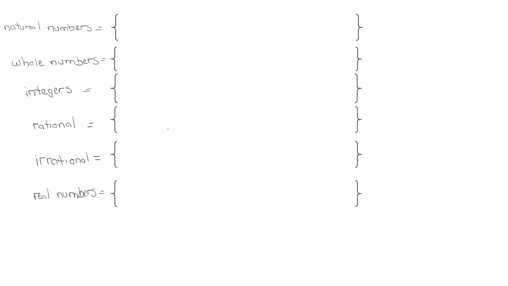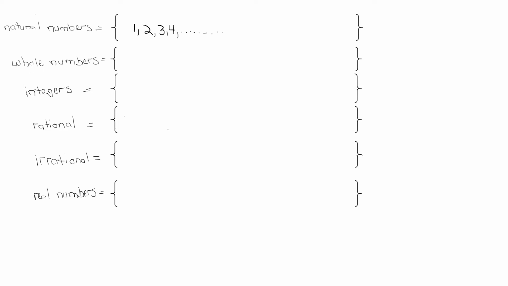What are natural numbers? Well, they're also called positive integers, which means that you are not going to get any negative numbers. And they also start off at one. So when we talk about natural numbers, you're going to have one, two, three, four, just all the way up to infinity. This is what we consider natural numbers.